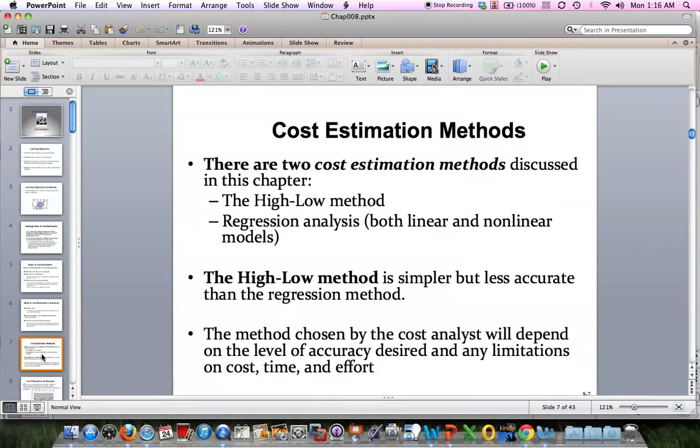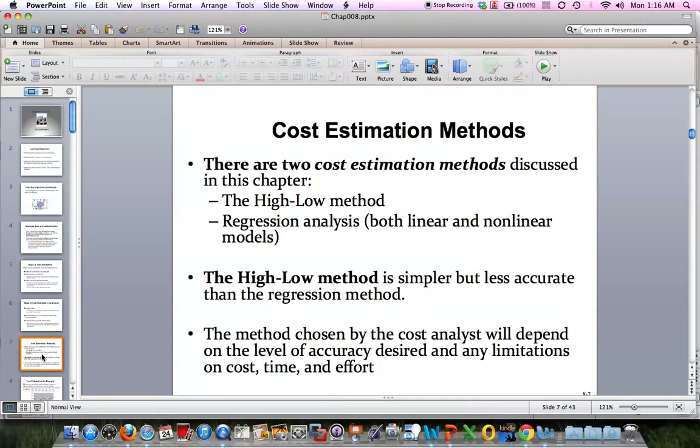Obviously, because it is much more statistical, much more math-based, it can be done in Excel or some databases and so on, and it's obviously going to be more accurate. The high-low method's easier, a little bit simpler to use, so obviously it's not going to be quite as accurate, but for our purposes it'll be just fine. And so the high-low method is simpler but less accurate, just like it says there.